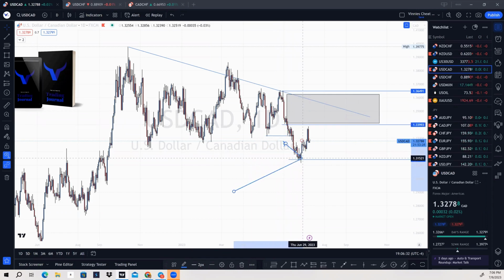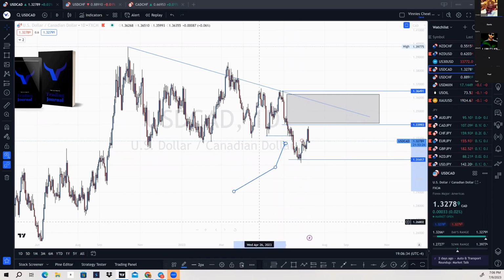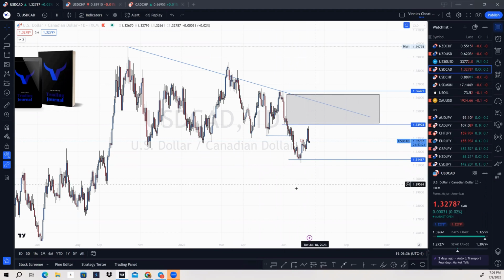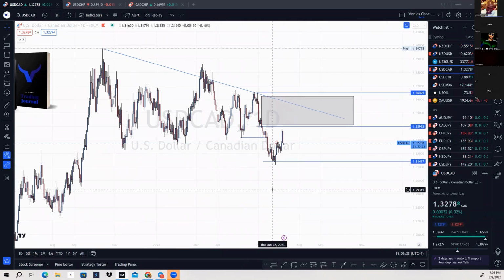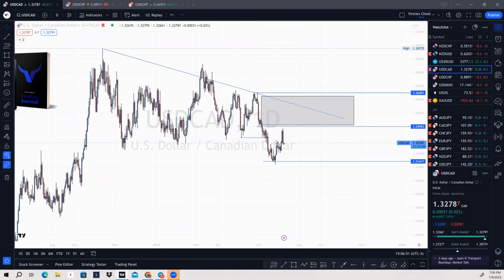Okay, price is already starting to pull back on USD CAD, as you all can see. So now when I turn on the indicator, I'm going to use the indicator for confirmation, to confirm what I'm already seeing in the market. Let me say that one more time. I'm using the indicator to confirm what I already see in the market. So the cheat code indicator is just going to confirm what I already see.